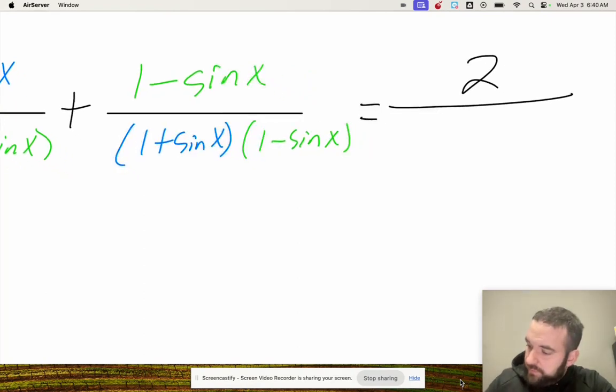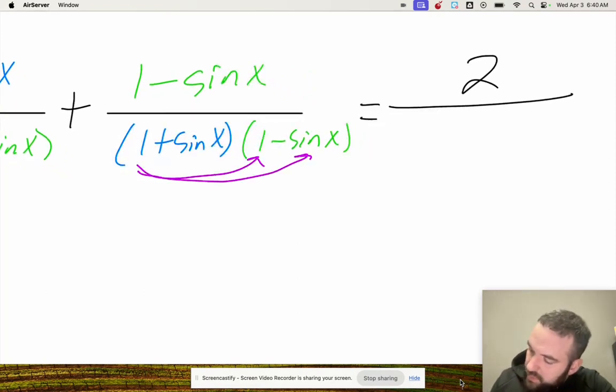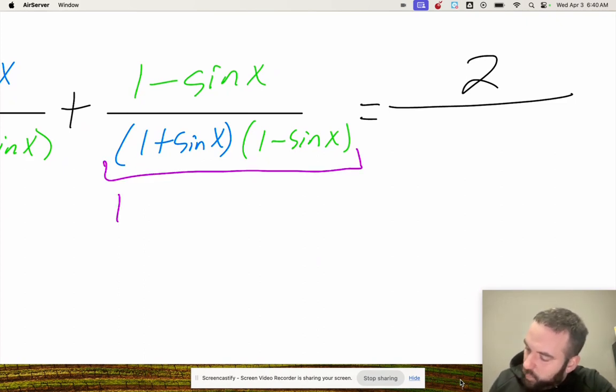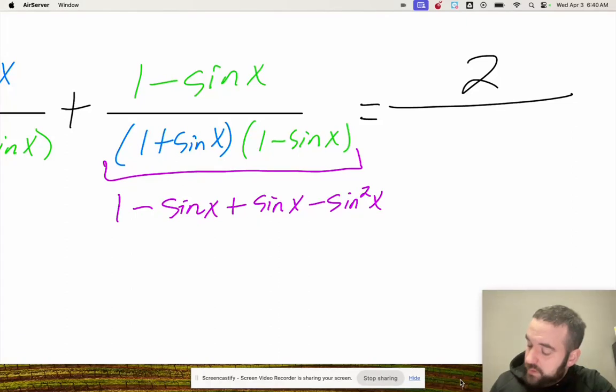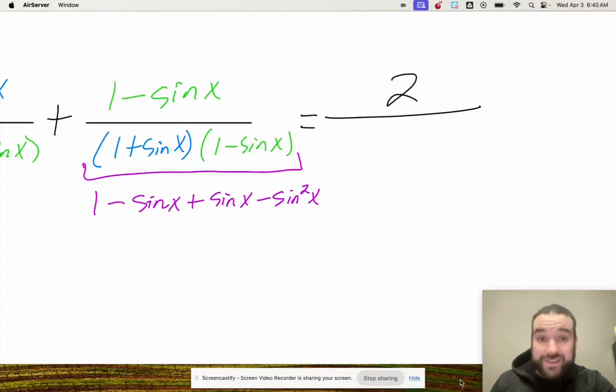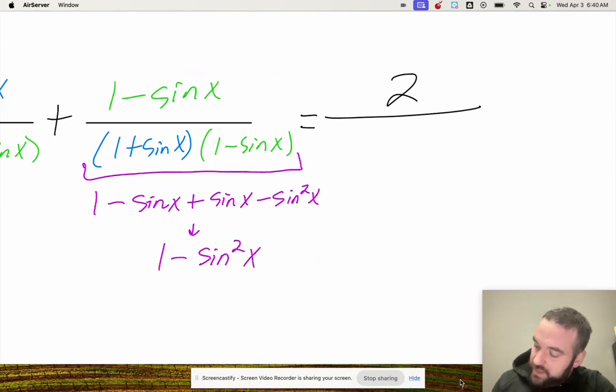If I think about what happens when I distribute or FOIL, whatever you want to call it, I'm not going to draw the arrows, but I'm going to have 1. My second term is going to be minus sine x. My third term is going to be plus sine x. And my fourth and final term will be negative sine squared of x. The sine x's in the middle will cancel, and so this can become 1 minus sine squared of x. Okay, so that's my new denominator, 1 minus sine squared of x.